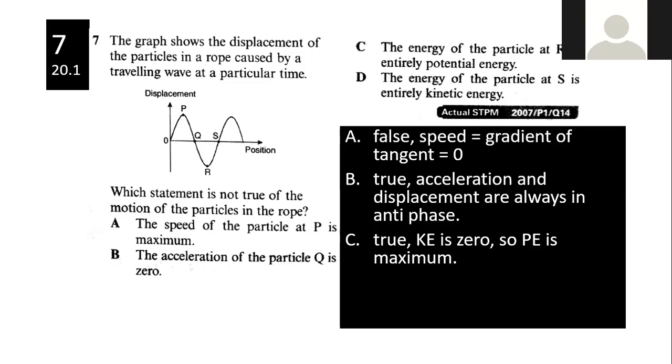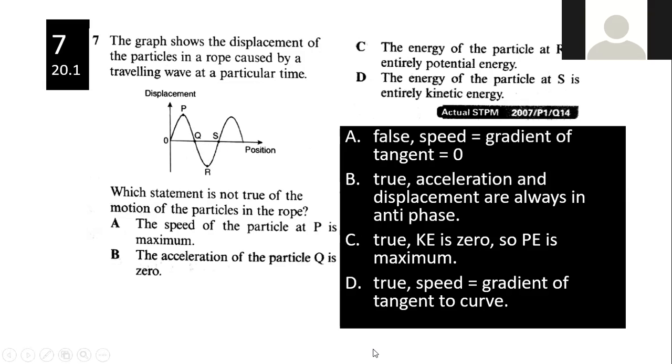Because the S is at the displacement of 0. That means it's moving really fast. Look at the slope. Right? The slope here is maximum. So it must have maximum velocity, maximum speed, maximum kinetic energy. That's how you look at it. Not memory work. That's so many things to remember, you may forget. Look at the gradient. At S and Q is maximum kinetic energy, so potential energy is 0. Okay? So correct. Answer is A.